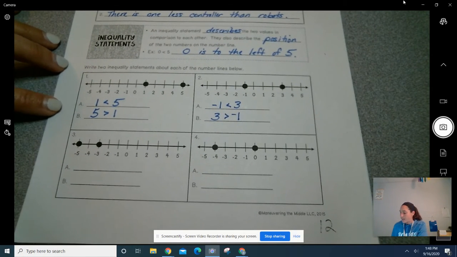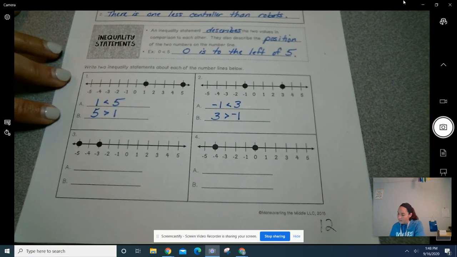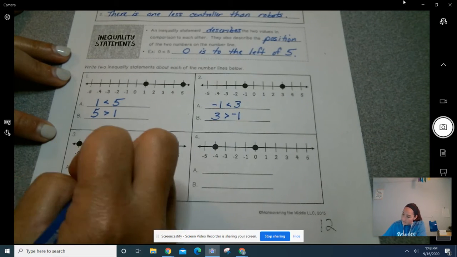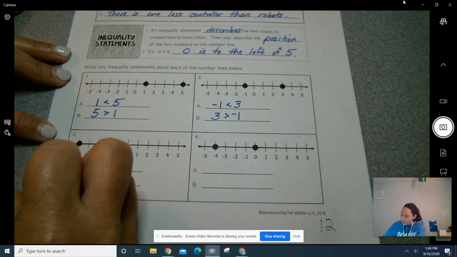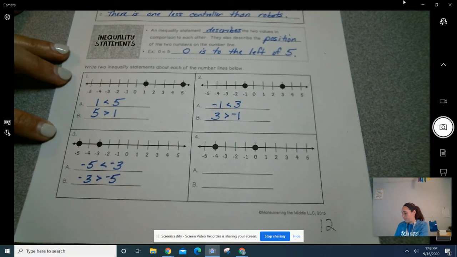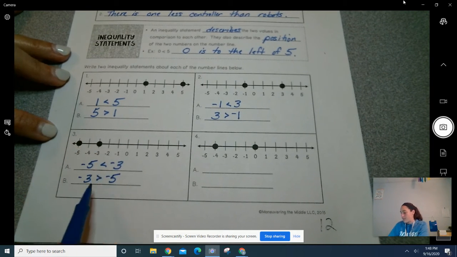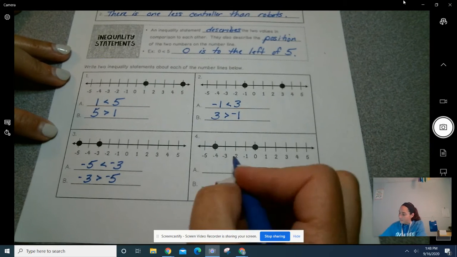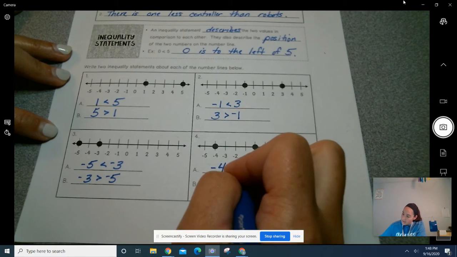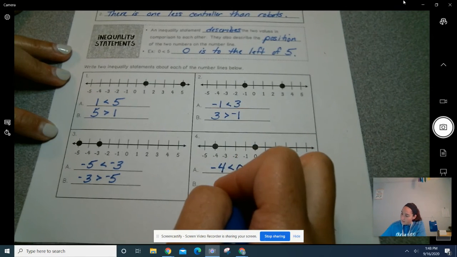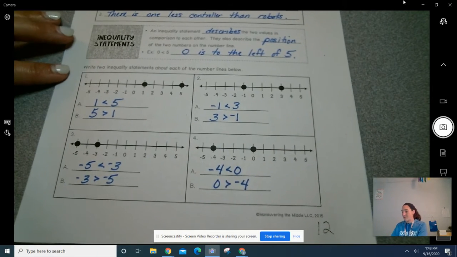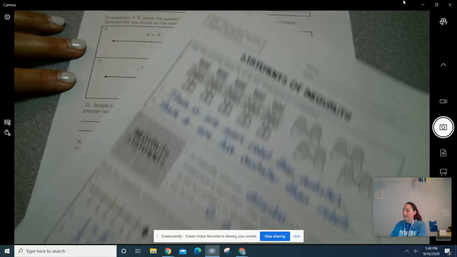All right, let's check 3 and 4. You should have written for number 3, -5 is less than -3, or -3 is greater than -5. Or you could say to the left and to the right. In this case, we have -4 is less than 0, 0 is greater than -4. And again, we can use to the left or to the right there to help us.